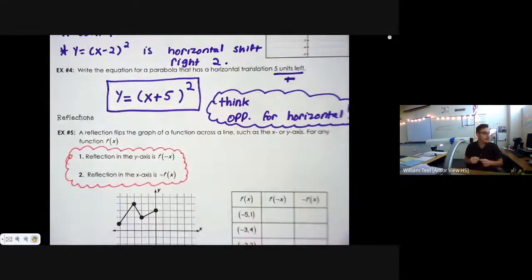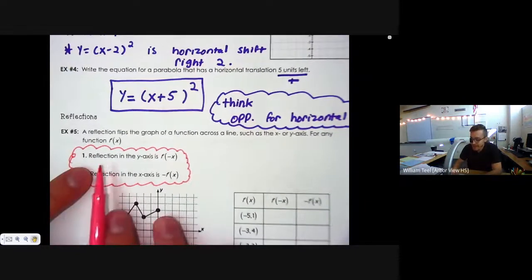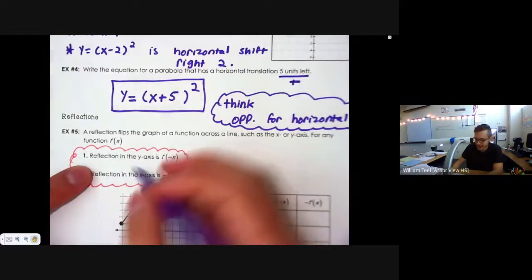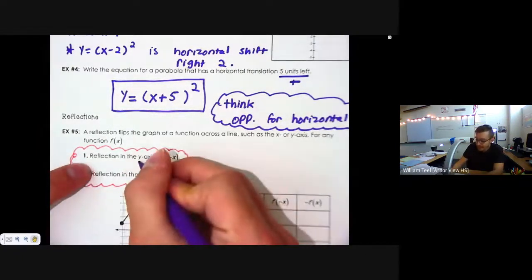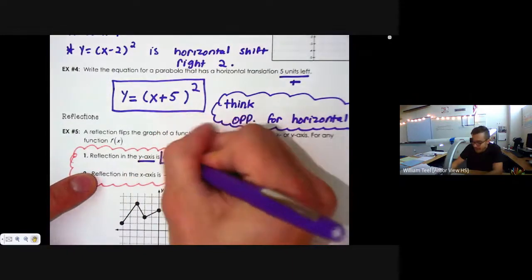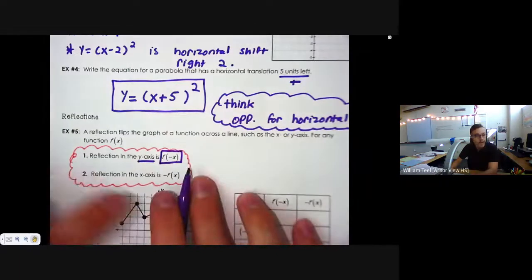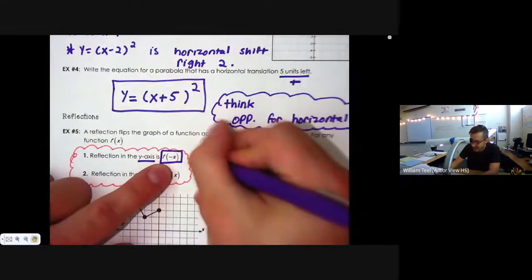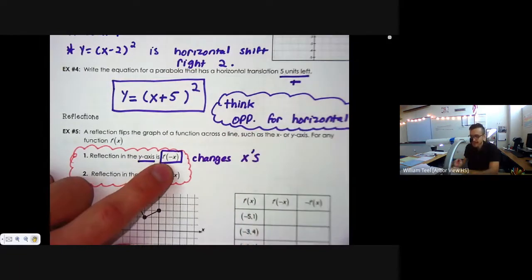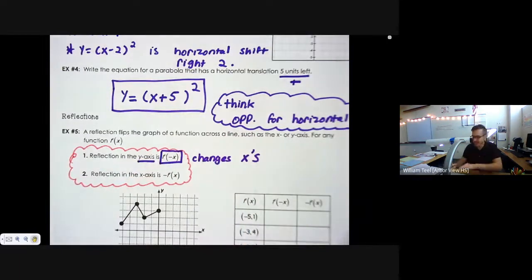So criteria number one. A reflection in the y-axis is f of negative x. I'm going to go ahead and underline this in purple. So if we're looking at a reflection in the y-axis, that means that we are taking f of negative x, or in other words, we are changing the x values. So a reflection in the y-axis changes x values.